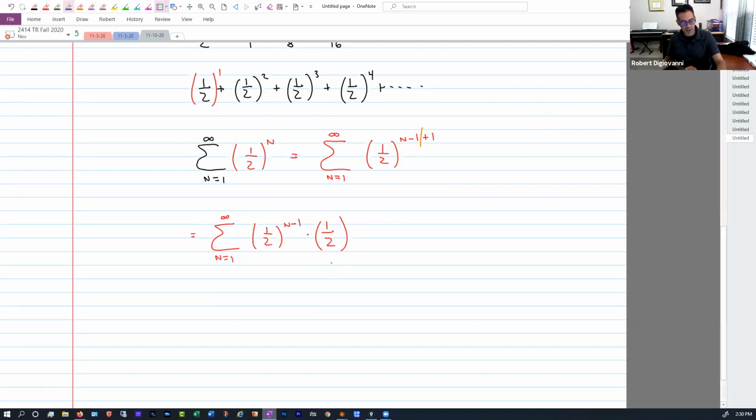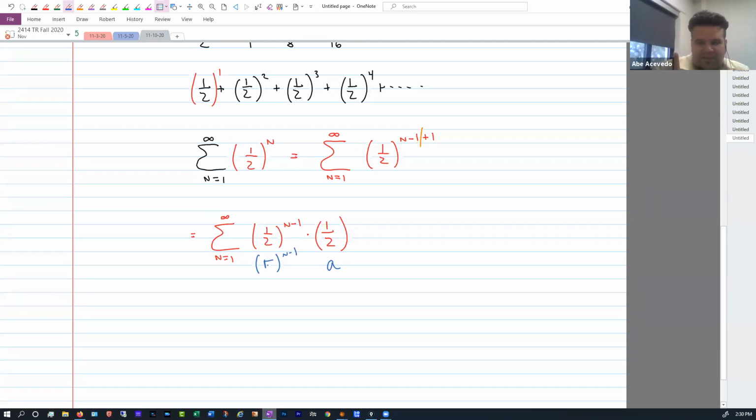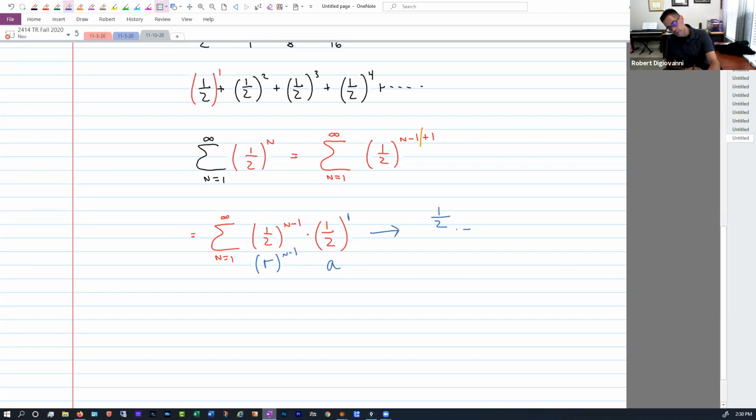And look, if you look at it this way, this is A and this is R to the n minus 1. Do y'all see it? It's clear that the 1/2 has an exponent of 1, correct? Yes, this exponent here is 1. So does that converge? Yes, it does, right? It converges because R is 1/2. That's smaller than 1. What does this converge to? A over 1 minus R, which is 1/2 over 1/2, which is 1.